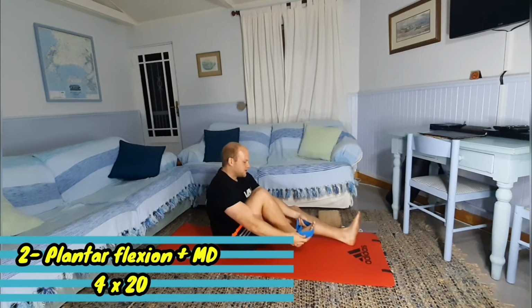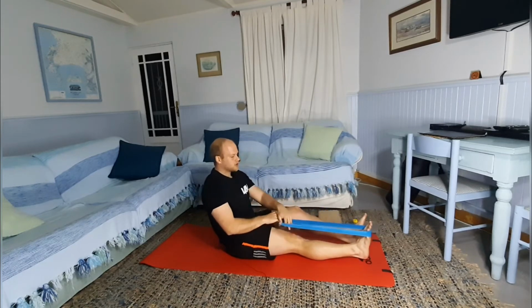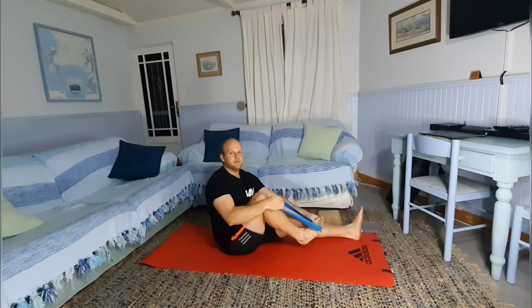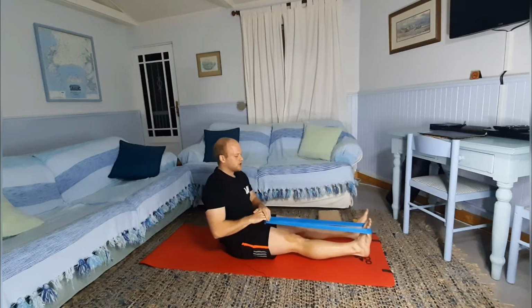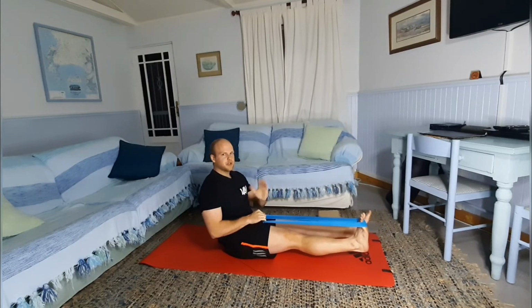Alright, so the next one is plantar flexion and a little bit of multi-directional resistance mobility. You take a resistance band, the strength of which is dependent on you, but we generally use a light version. You put it just around the balls of your feet. Stretch it out, and all you need to do is push forward, hold, and the band pulls your feet backwards, and then just push against it. And for the multi-directional movements, you do inward movements, outwards, so supination and pronation.